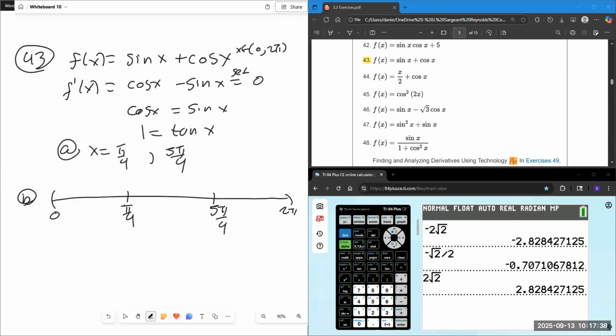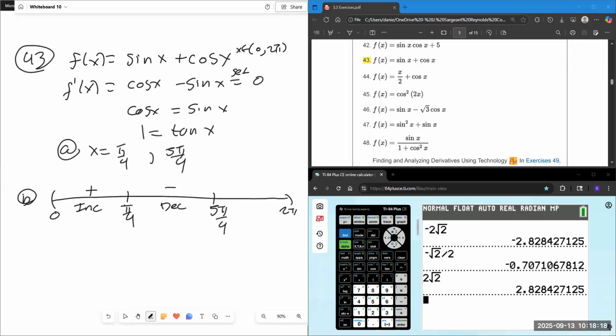So our slopes are going to be between 0 and pi over 4. We're looking at cosine is bigger than sine, so positive and increasing. And between pi over 4 and 5 pi over 4, I could look at, say, pi over 2, and that cosine is 0, sine is 1, so that's 0 minus 1, that's a negative 1, and decreasing.